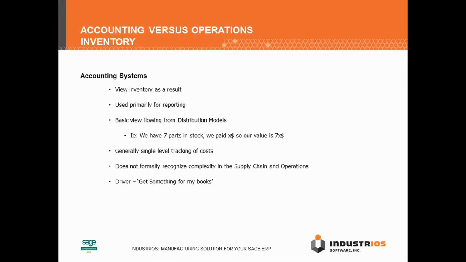The example we have on the screen is fairly basic. You have 7 parts in a location, you paid an amount of dollars for it, so really that's what you have in your valuation. The level of the cost that you track towards those items is fairly flat. For the most part, in a distribution type model, you have a purchase order and you have a sales order at the other end. So it doesn't really get to the core and get to the point of what the whole complexity around supply chain could be.